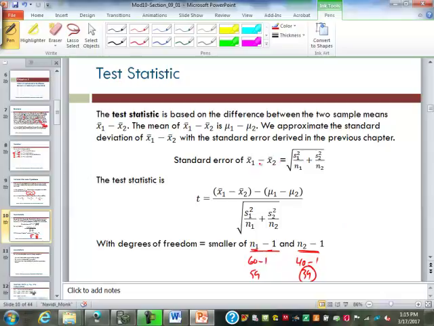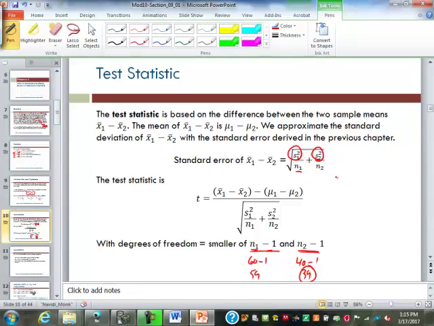Combining the standard error of the difference of means, it is the standard deviation squared for sample 1 divided by its sample size, plus the standard deviation of sample 2 squared divided by its sample size. Add them together and square root. It's like a weighted average. It's a root mean square for those two.